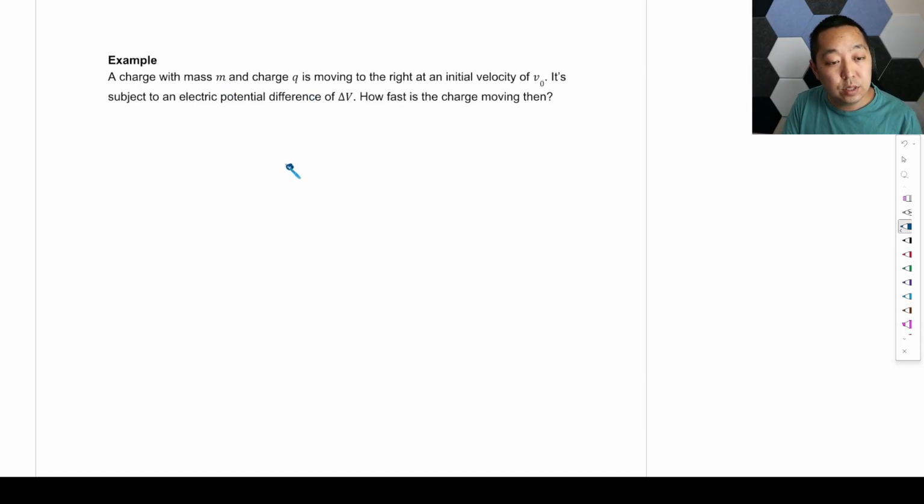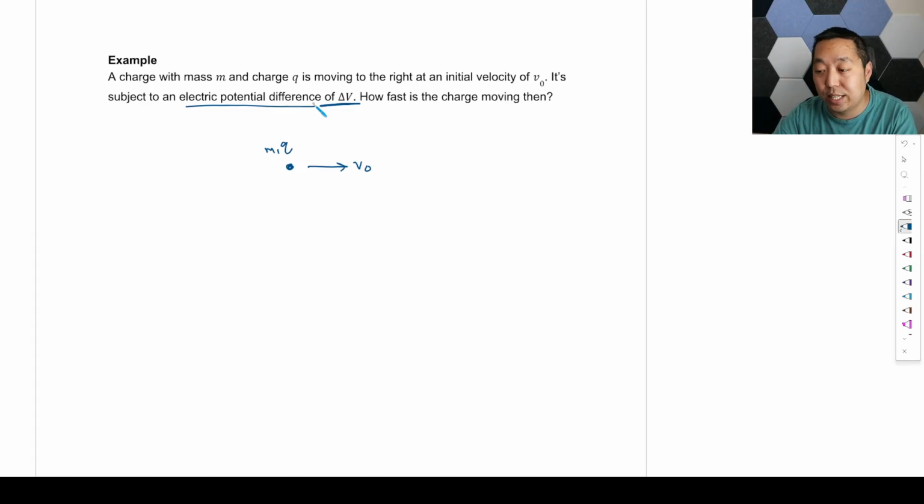v0, right? So m and q is moving to the right, v0. It's subject to an electric potential difference of delta V. How fast is the charge moving then? So now we're going to talk about there's an external force, right? An electric potential difference. There's going to be some kind of external, there's something that is there.